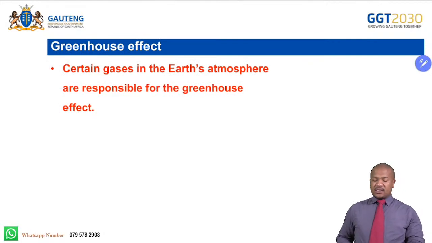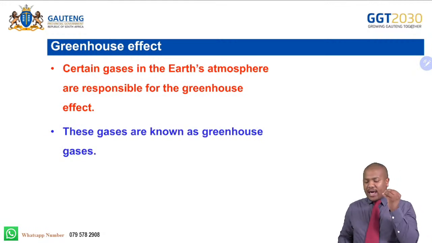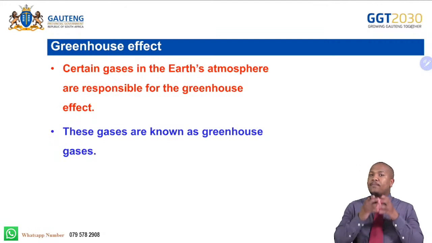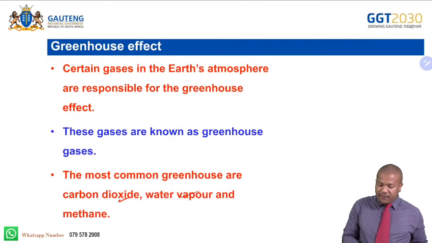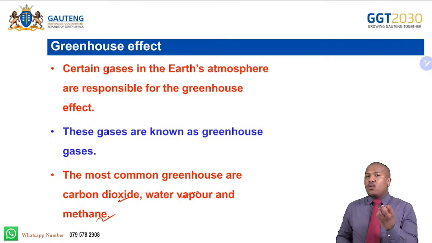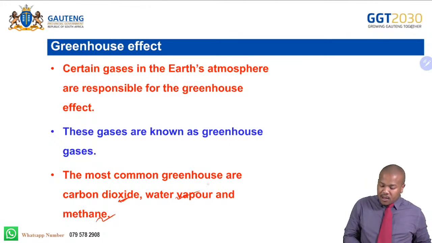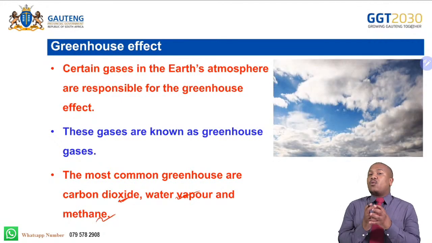So now, certain gases in the Earth's atmosphere are responsible for the greenhouse effect. What are those gases that I'm talking about here? First of all, those gases are known as greenhouse gases. They are responsible for keeping the Earth warm, for keeping the atmosphere warm. Those gases are carbon dioxide, water vapor, and methane. These are the most common greenhouse gases that enable this greenhouse effect to function well. So they do this by absorbing the heat.